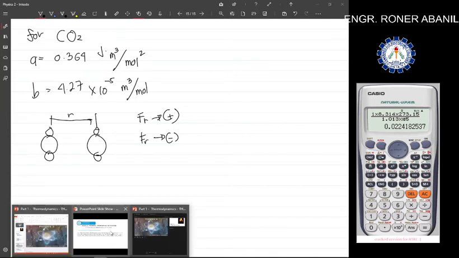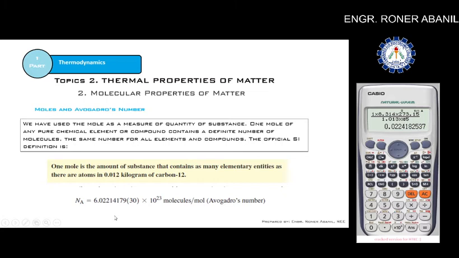So, pasok tayo sa tinatawag na moles and Avogadro's number. We use the mole as the measure of quantity of substance. 1 mole of any pure chemical element or compound contains a definite number of molecules, the same number for all elements and compounds. The official SI definition is that 1 mole is the amount of substance that contains as many elementary entities as there are atoms in 0.012 kilogram of carbon 12.